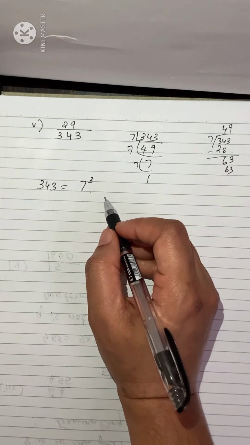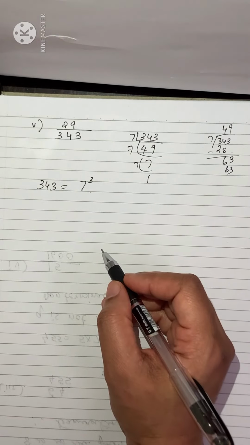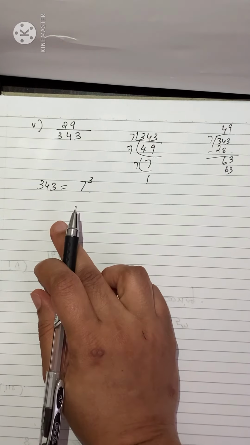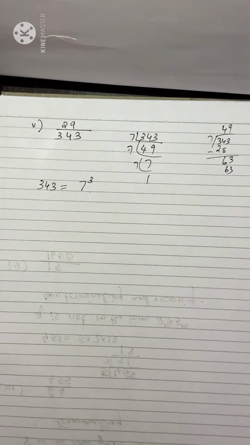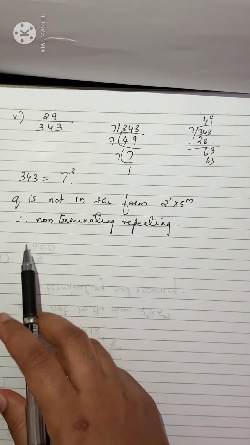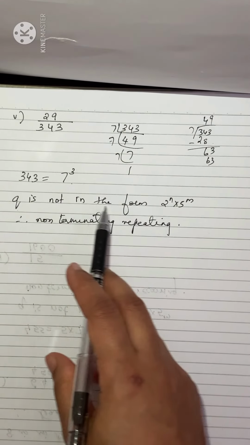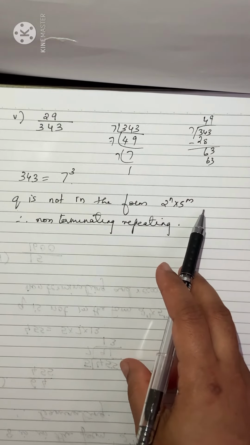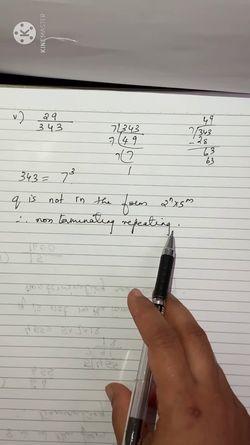So, this is not in the form 2 raised to n into 5 raised to m. Therefore, this is non-terminating, repeating. Hence, we can write like this. Q is not in the form 2 raised to n into 5 raised to m. Therefore, non-terminating, repeating.